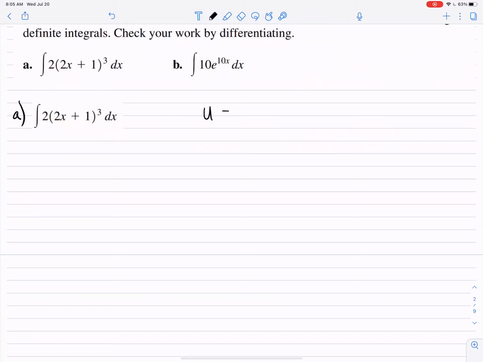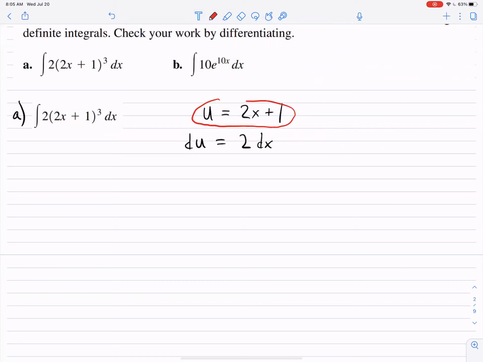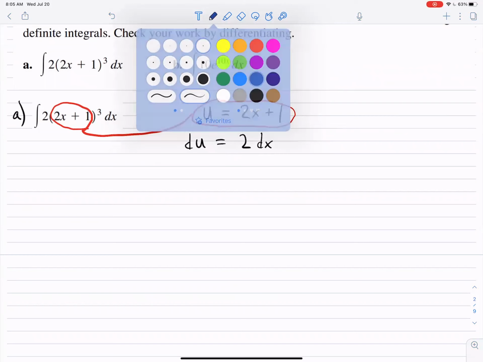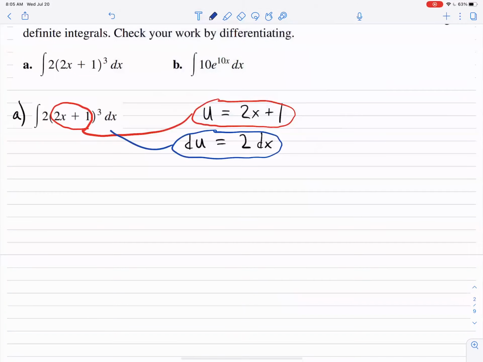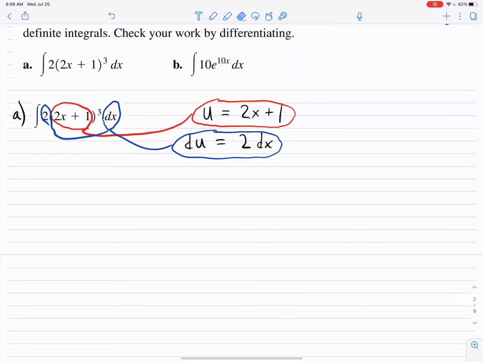And so u is going to equal 2x plus 1. And then now take the derivative of both sides. And so du is going to be the derivative of this, which is 2 dx. And now we're going to plug these guys in. So this substitution gets plugged in right there, and then this substitution gets plugged in for that guy and that guy. So 2 dx. And then what are we left with? We're left with that this integral, now that we've done the u substitution, is the integral of what's left over, u cubed du.